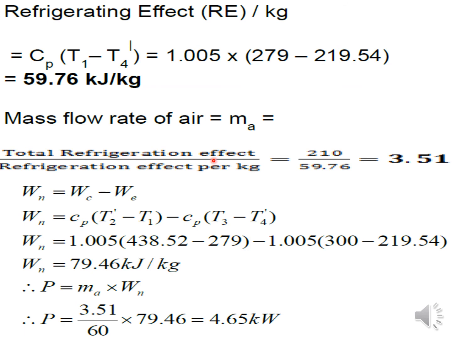Total refrigeration effect he has not given. I think so he has not given. So we'll take 1 ton of refrigeration effect. So it comes around 3.15.